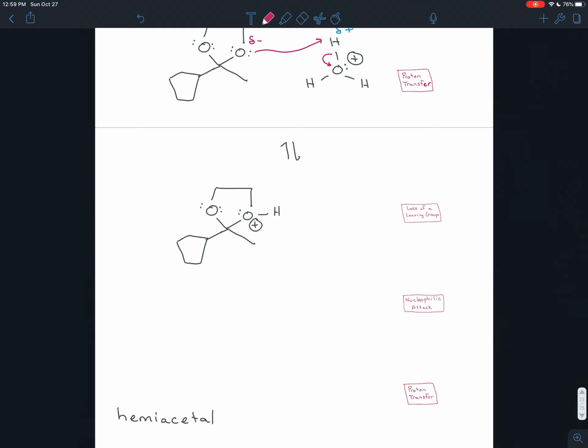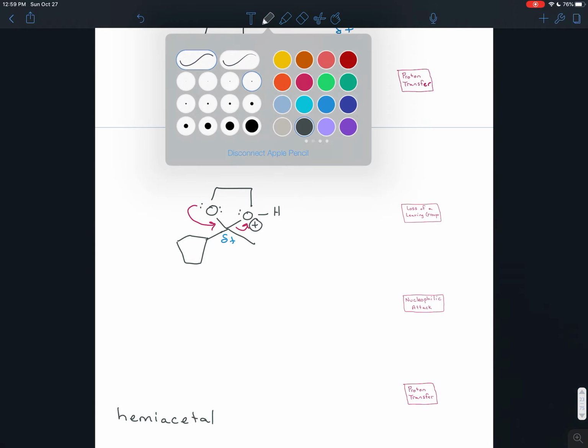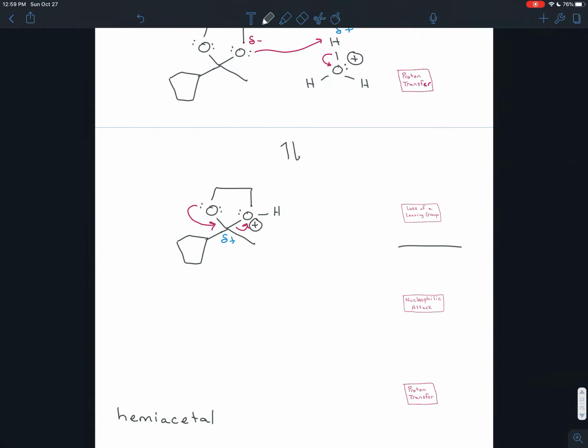And the push comes from the oxygen next door. The carbon in between is pretty slightly positive. It's, after all, bonded to 2 oxygens that are stealing its electron density, and so the electrons there have been eyeballing it this whole time. Well, now, when they try to swoop in and form a new bond, we have a good leaving group that can get kicked off. So we have loss of a leaving group.